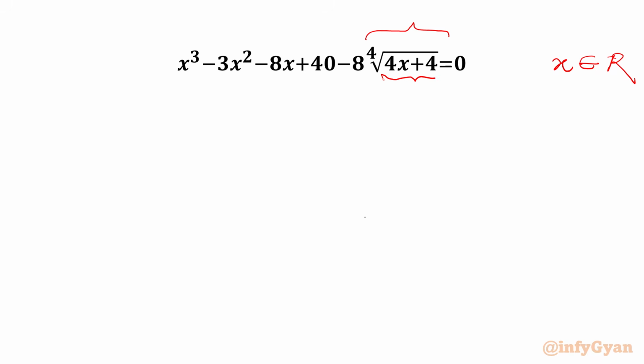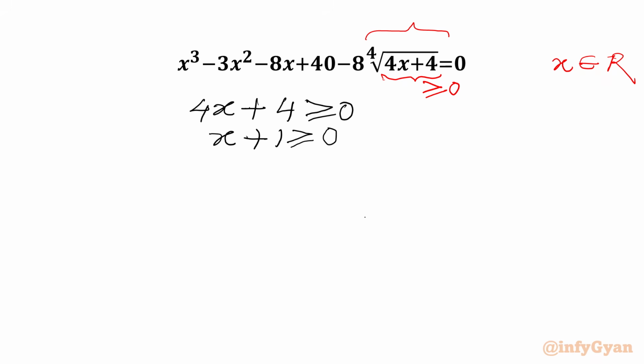So the radicand 4x plus 4 should be non-negative. We'll find the condition on x. We will write 4x plus 4 should be greater than or equal to 0. It cannot be negative. After dividing by 4 on both sides, we will get x plus 1 should be greater than or equal to 0. After subtracting 1, we can write x should be greater than or equal to negative 1.